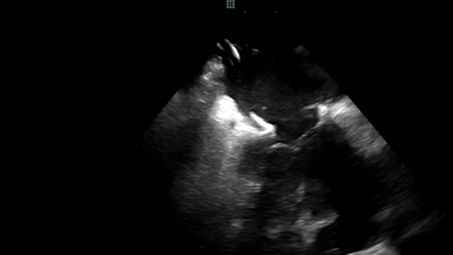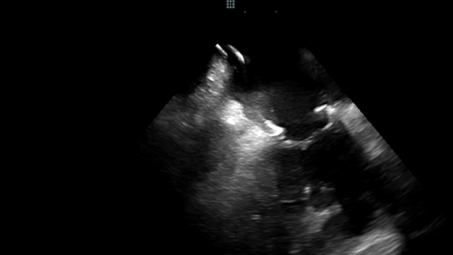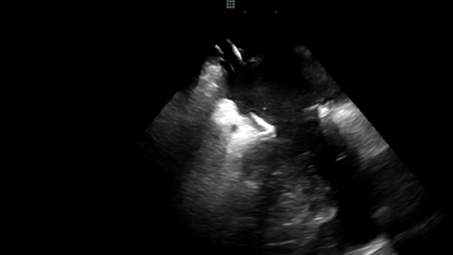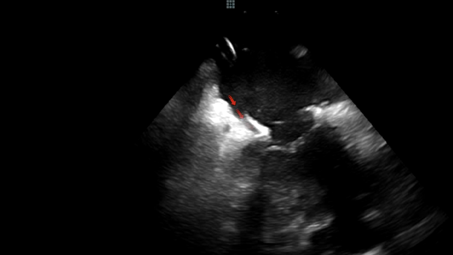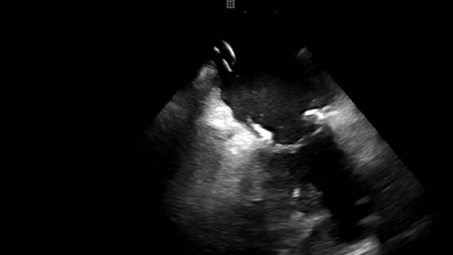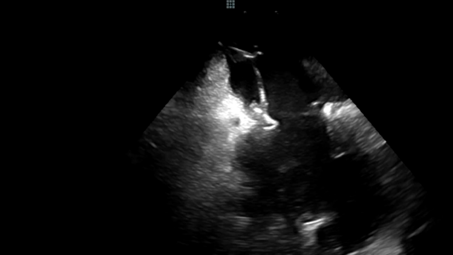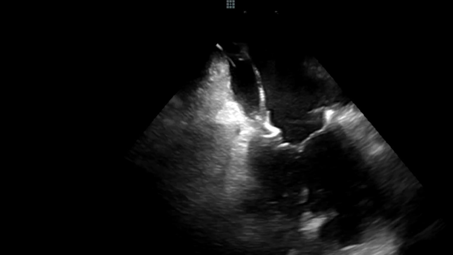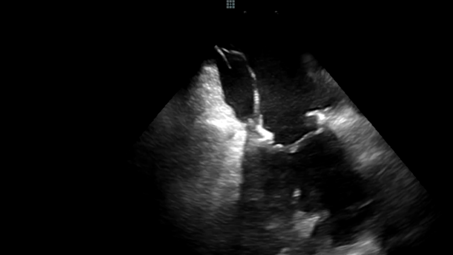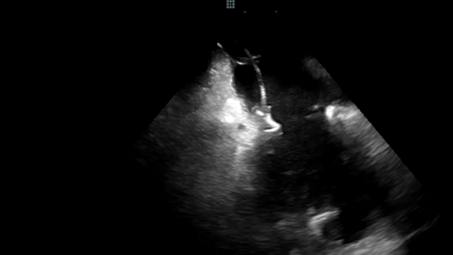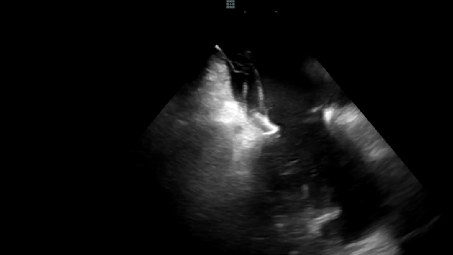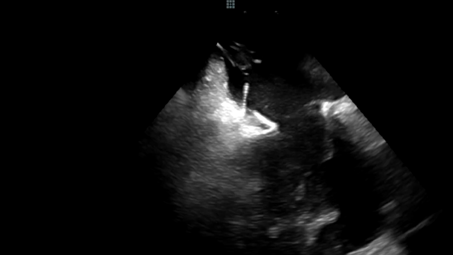Here, this is another example that ICE helped us to ablate. This is a patient who has undergone tricuspid valve annuloplasty, and you can see that that is the annuloplasty ring. We had to go under that annuloplasty ring to be able to finish the CTI. Here we are ablating just on top of that annuloplasty ring, but we were not able to perform bidirectional block.